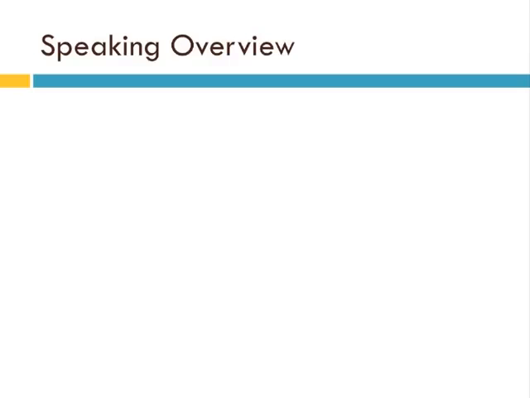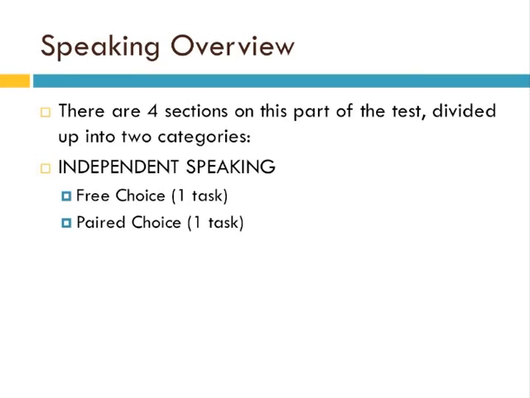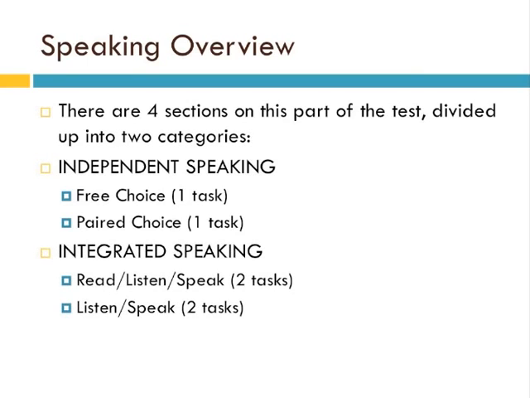On the TOEFL speaking test, there are 4 sections on the test, divided up into 2 general categories: the independent speaking section and the integrated speaking section. Now, the independent section contains a free choice response, which is what we'll be looking at in this first video, and a paired choice response.